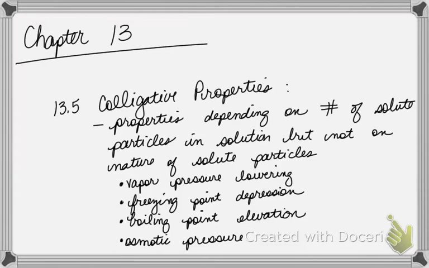There are 4 colligative properties we're going to discuss. They are vapor pressure lowering, freezing point depression, boiling point elevation, and osmotic pressure. As we take these individually, each of these has a formula that goes along with it. So first, let's talk about vapor pressure lowering.